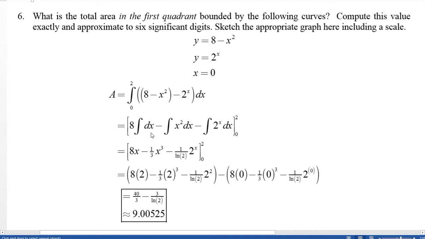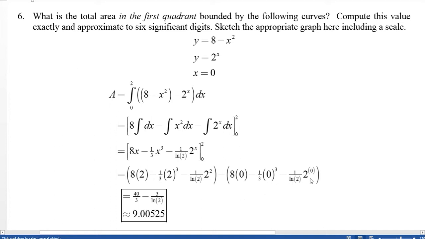So it's 8 times the integral of dx, which is just 8x. For x squared, the antiderivative is 1/3 x cubed, and that one has a minus. And the antiderivative of negative 2 to the x is 1 over natural log of 2, negative 1 times that, times 2 to the x. Now we're going to evaluate that whole thing from 0 to 2. So plug in 2, minus, put the whole thing in, but replace the x's by 0.